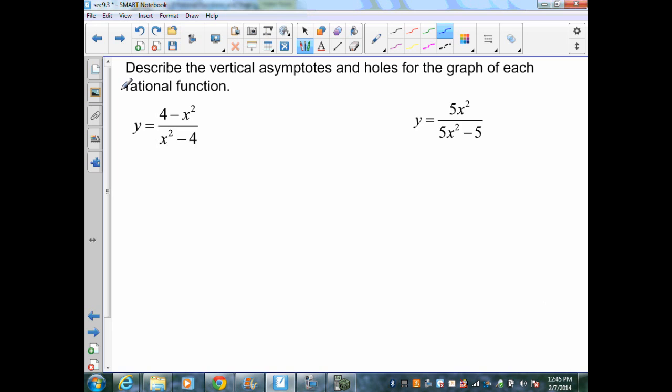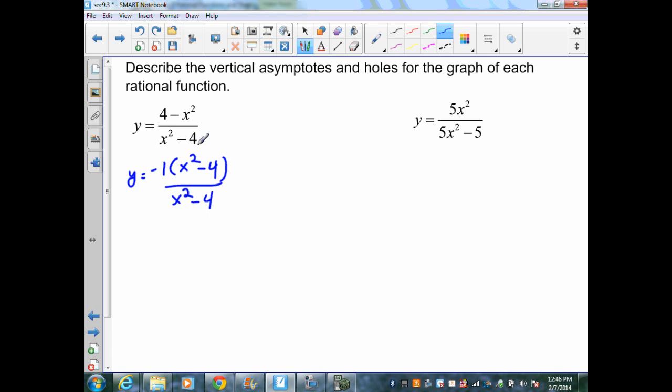On this example, I want to describe the vertical asymptotes and the holes. First, on the rational function, I want to factor. So I'm going to factor a negative 1 out of the numerator to make sure my x squared comes first. So a negative 1, and that would give me x squared minus 4. If I distribute back in, I would get the original. And on the denominator, I have x squared minus 4.